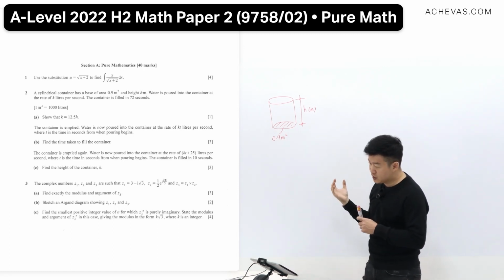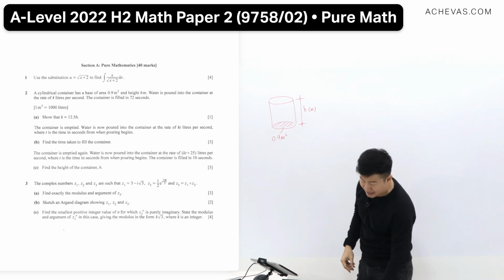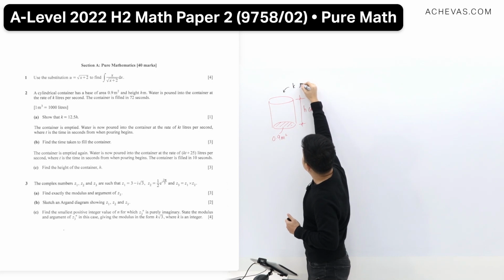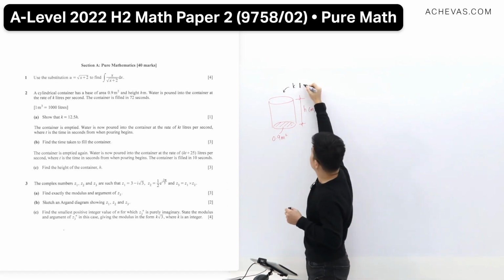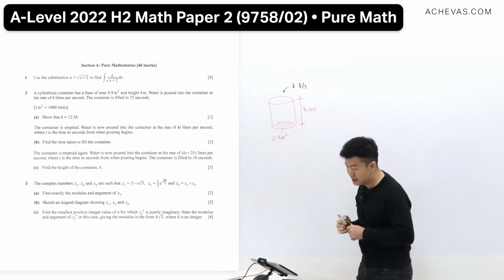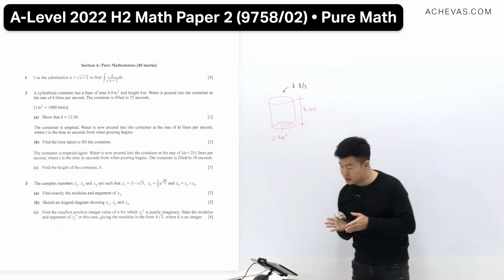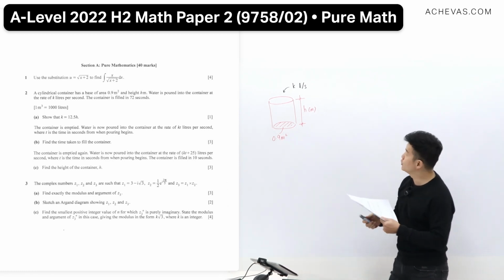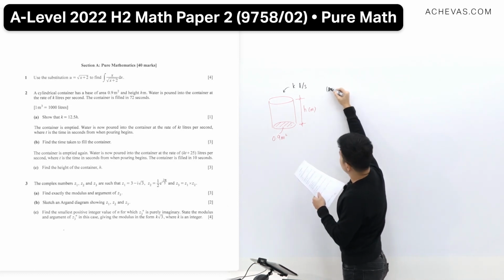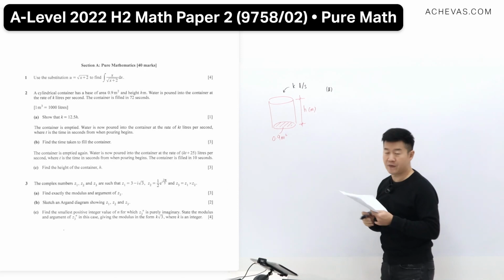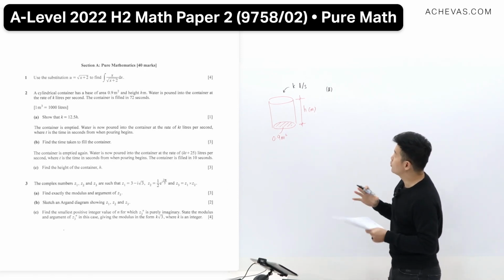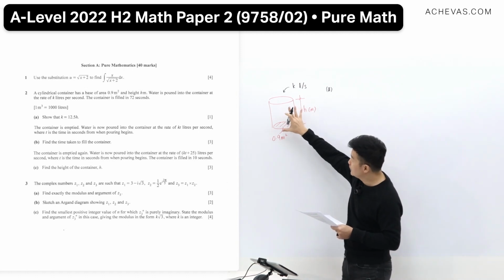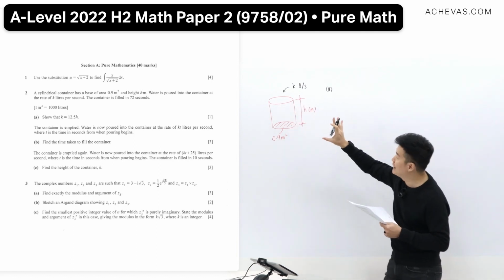According to the question, water is going to be poured into this container at a rate of k liters per second, and the container is going to be filled totally within 72 seconds. That's what the question says. In part A, we are supposed to show that k is equal to 12.5h. So we're going to try to look at the total capacity of the water. Is it water that we're talking about? Yes, we are filling in water.